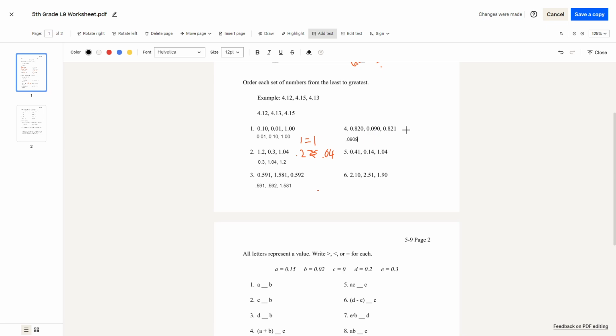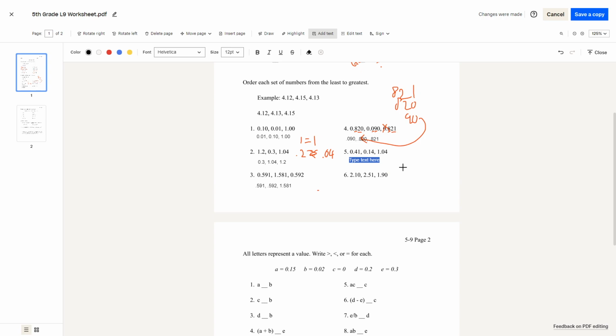0.090 is obviously the smallest number because, as I explained just now, these two have 8s in the tenths place, but this has a 0. And after that, there's a 9 in the hundredths place, and these two have 2s. So if we remove this 0 and this decimal point, we could think of these numbers as 821, 820, and 90. So obviously, if we look at it like this, 90 is the smallest number. Second smallest number would definitely be 0.820. Lastly, the largest number is 0.821. And that completes this data set.